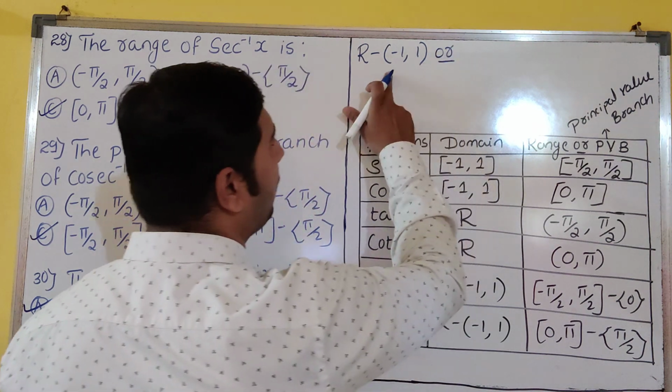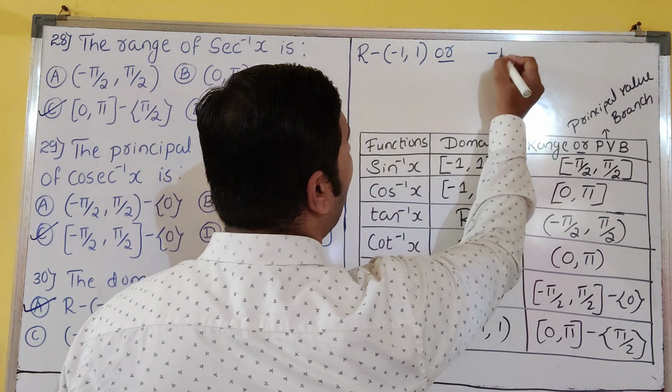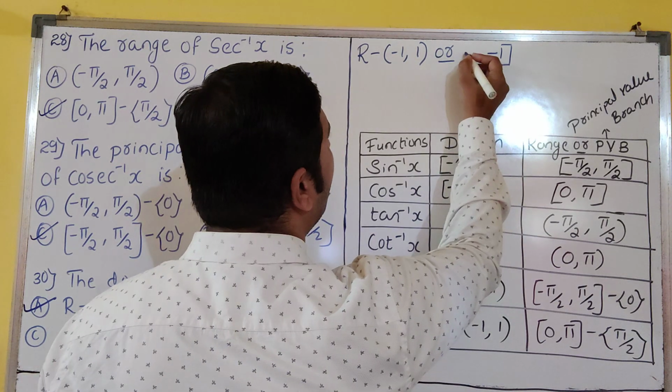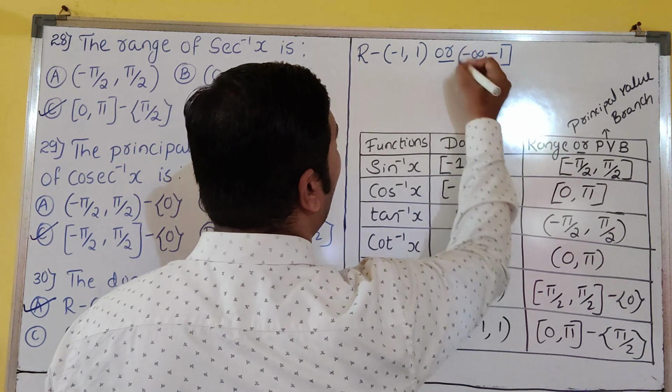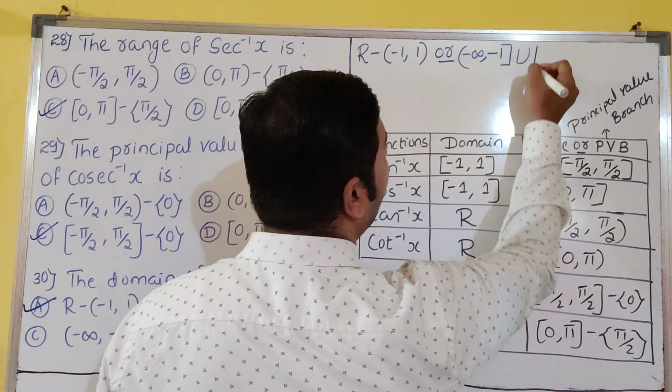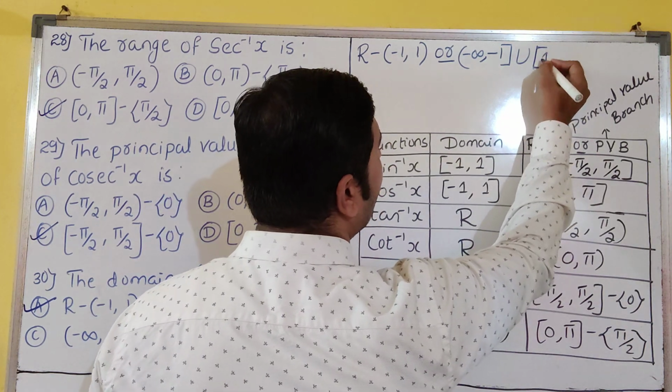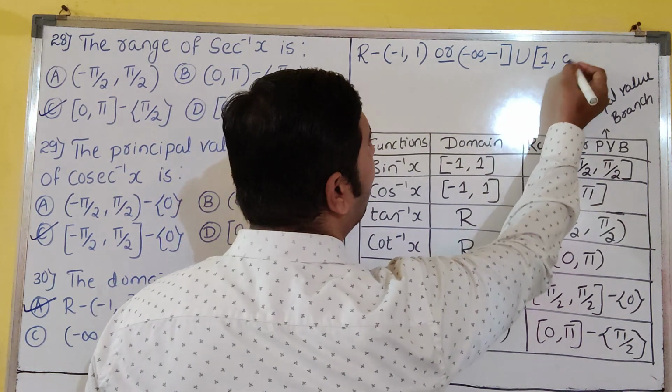So now this can be written like this also. See here: minus infinity, open interval, up to minus 1, closed interval, union, 1 closed interval to infinity.